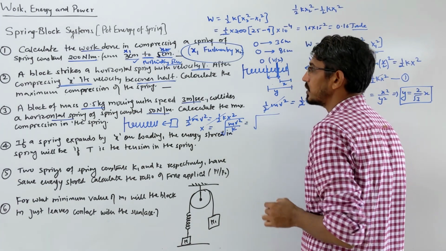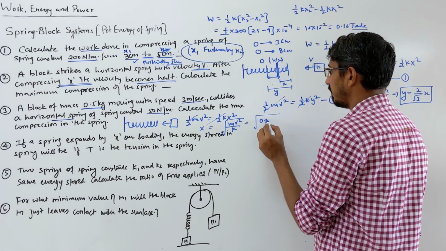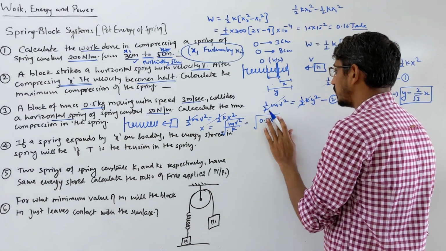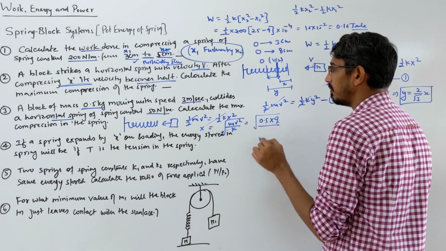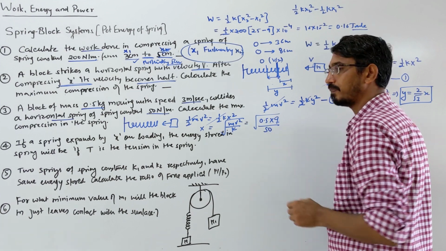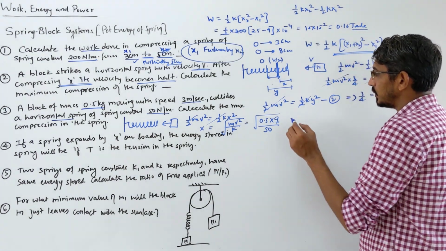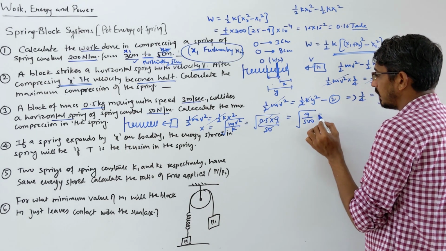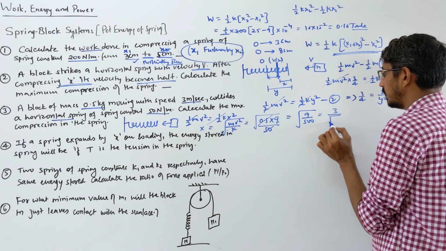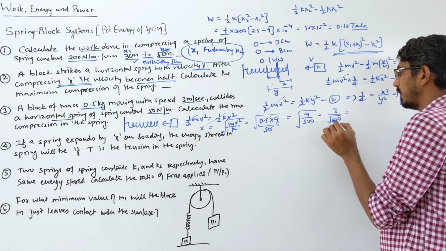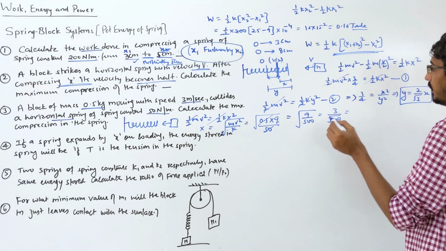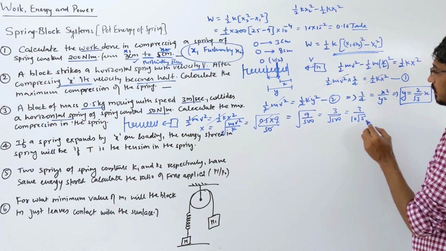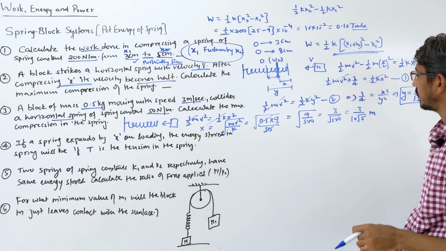On putting all the values, mass is 0.5, velocity is 3, so v square becomes 9, and k is 50. No problem. So you can cancel here, and this becomes 9 by 500. So you can take root 3 and root 500. You can also simplify this: if you take 10 outside, 3 by 10 root 5 or so. That is your answer in meters. Okay, no problem.